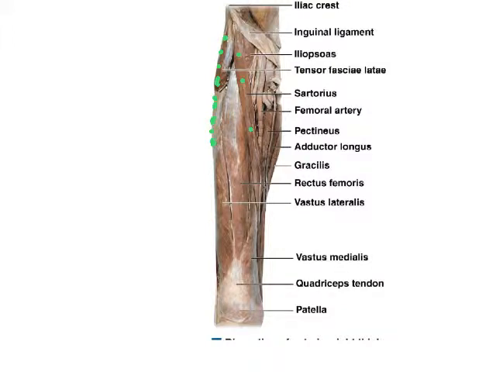Other ones that should be easy to identify would be rectus femoris. It's right in the middle superficially, and then vastus lateralis on the outside and vastus medialis on the inside. So those are all ones that I think you should be able to identify easily from a picture like this.